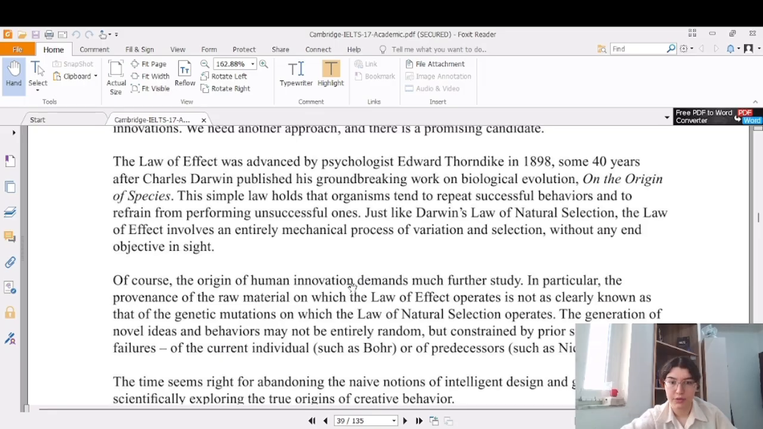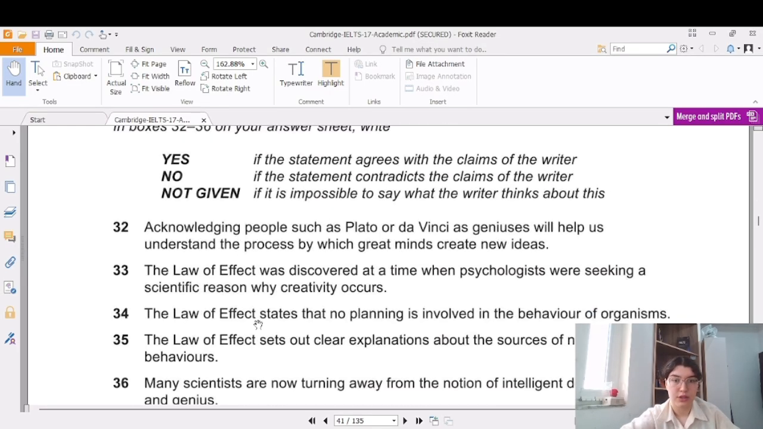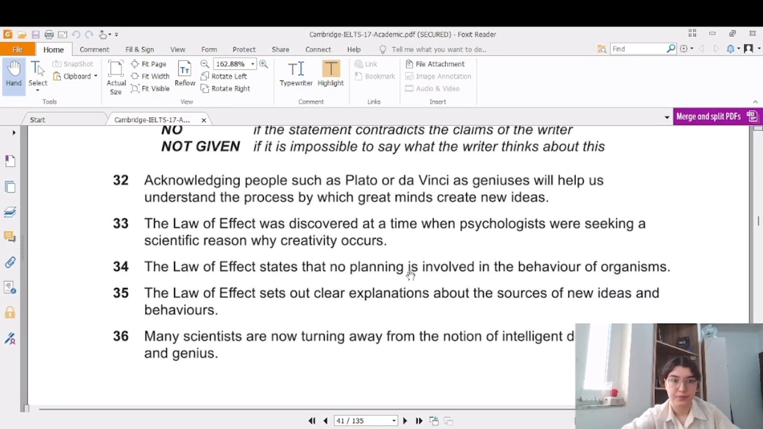Here it says the origin of human innovation demands much further study, in particular the provenance of the raw material on which the law of effect operates is not as clearly known as that of genetic mutations. So no, it didn't mention it. The answer to 33 would be not given.